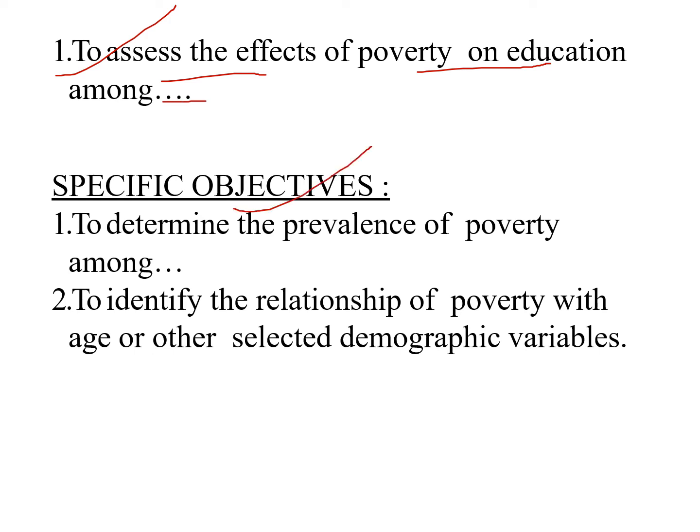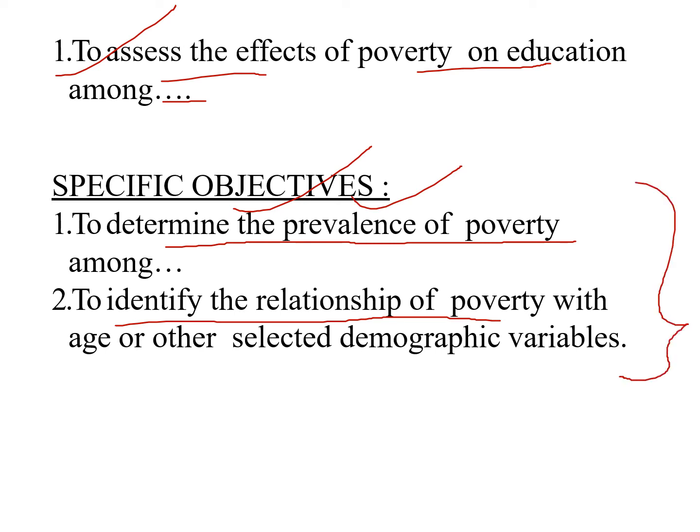You can see in the specific objectives, it is narrowed down. First, to determine the prevalence of poverty among the people. Next, to identify the relationship of poverty with age or other selected demographic variables. So these are the specific objectives. Once the specific objectives are fulfilled by the researcher, automatically the general objective will also be fulfilled.